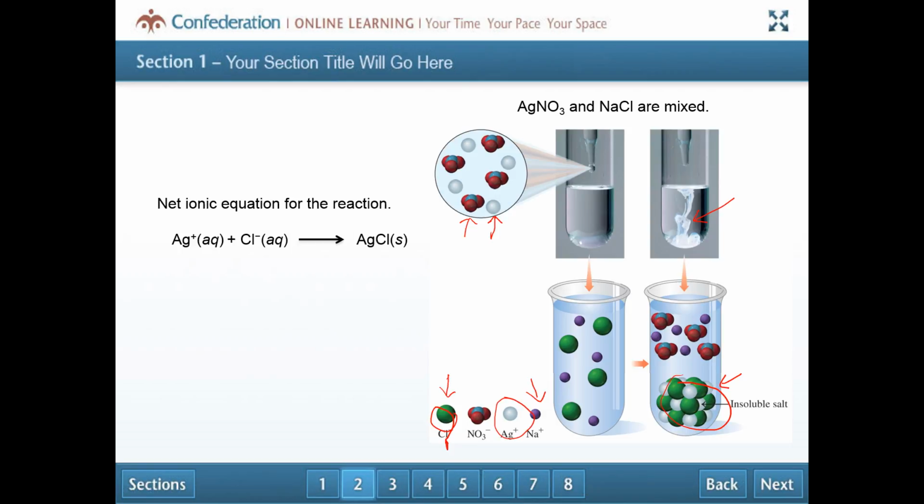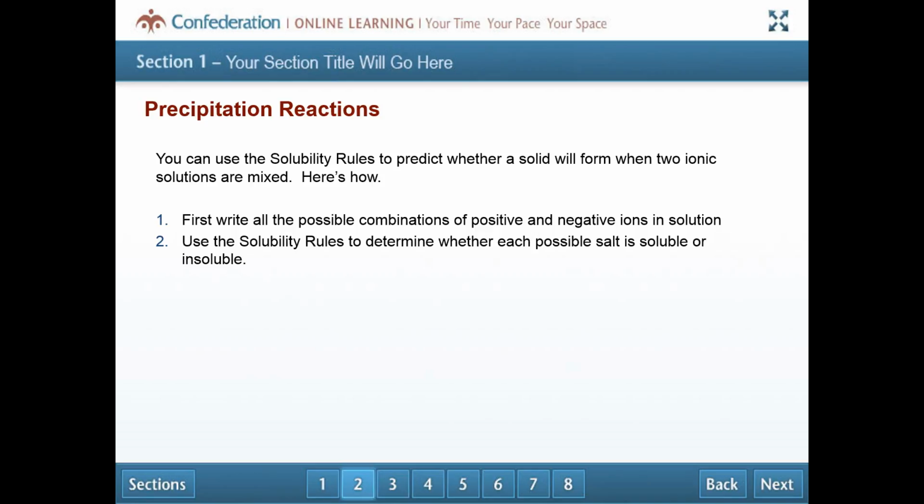Okay, so really only these green balls, that's the chloride, and then only the silver, this white ball here, are the only ones that actually take part in the reaction. And so that's why this net ionic reaction is written like this. So we've got the silver plus the chloride, and then they're forming the silver chloride salt. So very nice, simple way to write a reaction or describe a reaction.